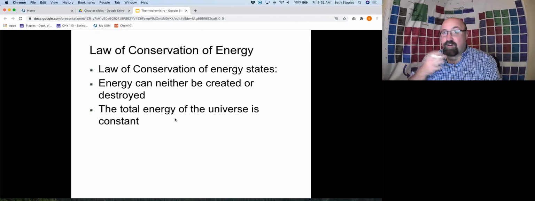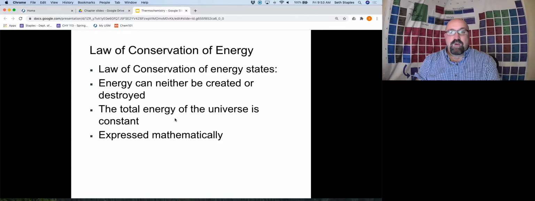We can transfer energy. Energy can move in between systems, and that's, again, going to make up a large basis for what we talk about in this unit. That energy can be transferred around, but it cannot be either created or destroyed. And so the total amount of energy does remain constant. We can express that mathematically, where delta U, our change in energy, is equal to 0. Delta U equals Q plus W.